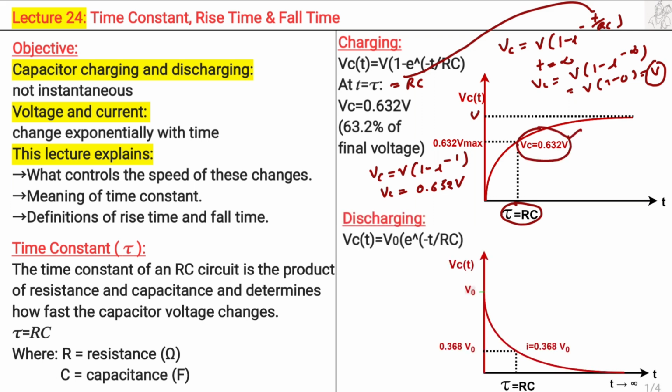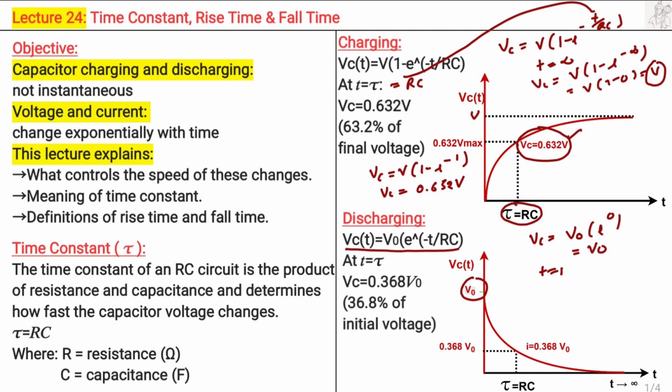And similarly, the discharging equation is Vc is equal to V naught e raised to power minus t by RC. So when I put t is equal to 0 in this equation, it becomes V naught e raised to power 0, that is simply V naught. Therefore, the initial voltage is V naught. And when I put t is equal to RC in this equation, I get Vc is equal to 0.368 of V naught. So that means that when time is equal to the time constant, that is RC, the voltage falls to 36.8% of the maximum value.